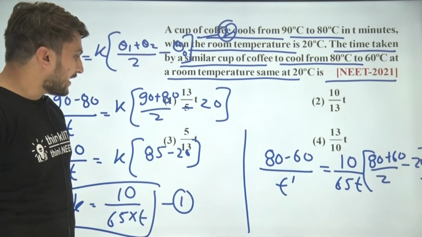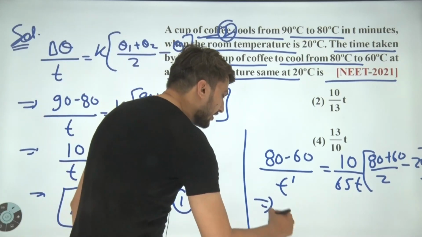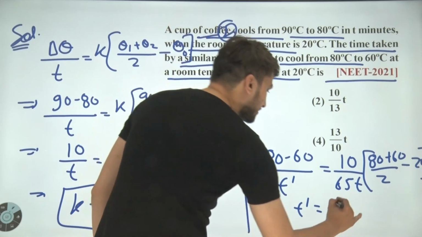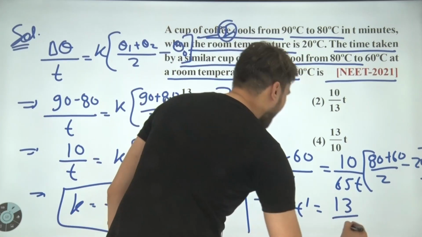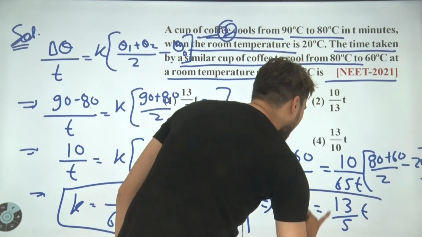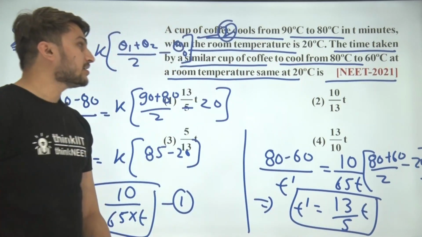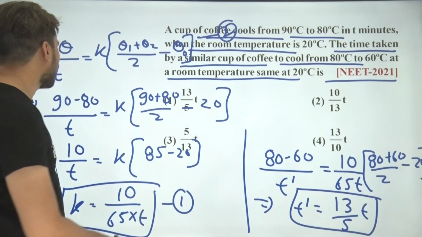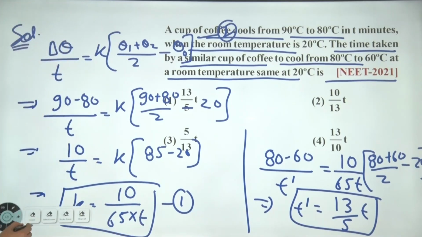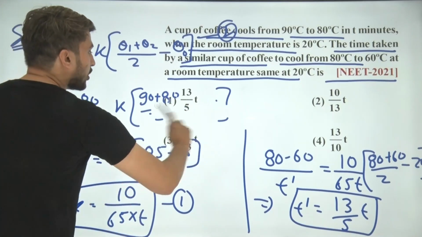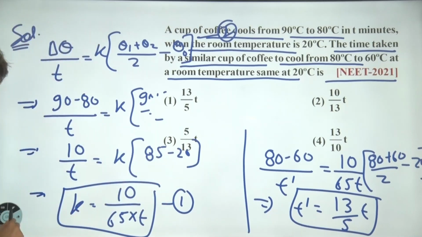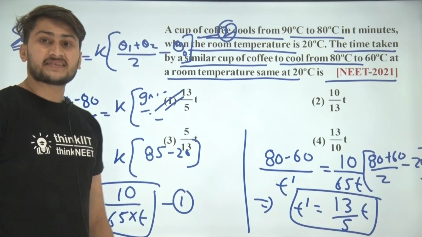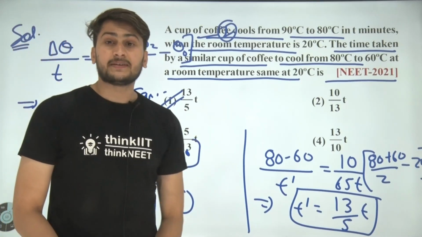So we solve that, and after solving, the value of t dash comes out to be 13 by 5t. That means the new time is 13 by 5t. So the correct answer is option number 1, which is 13 by 5t. Thank you.